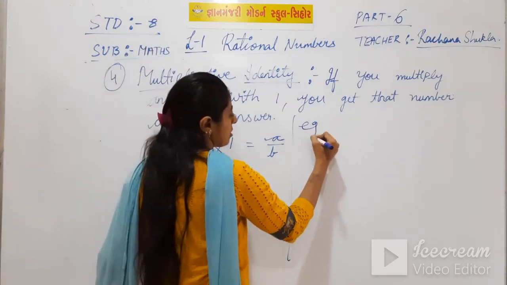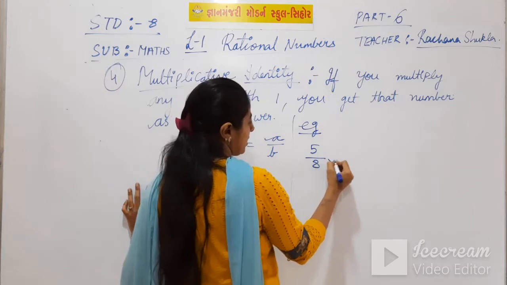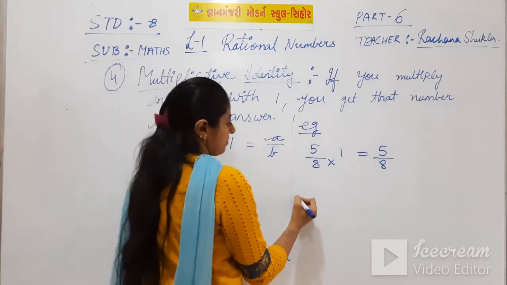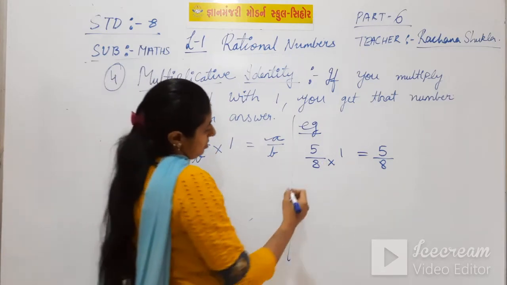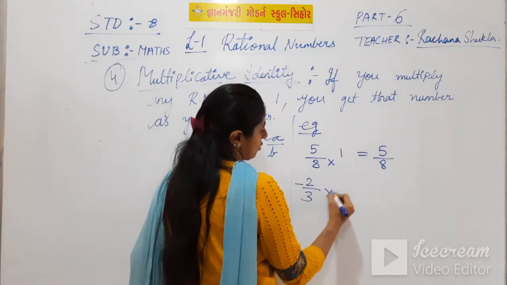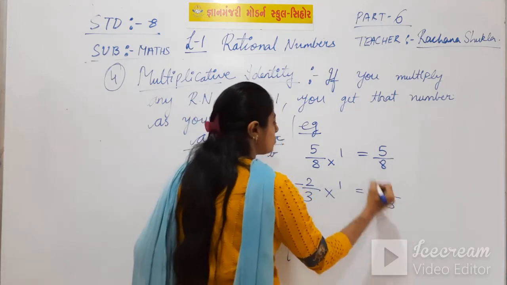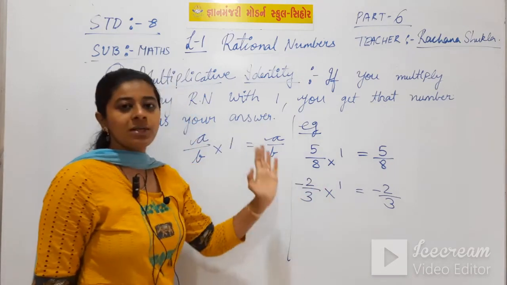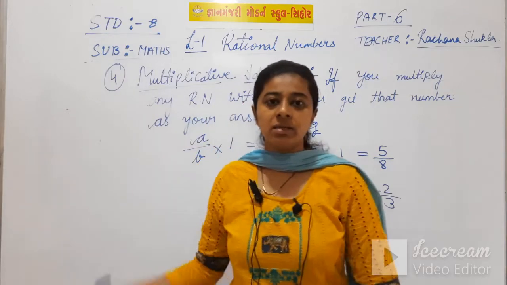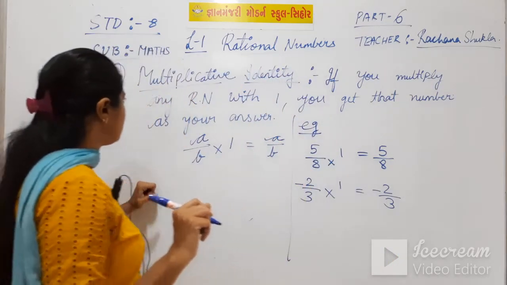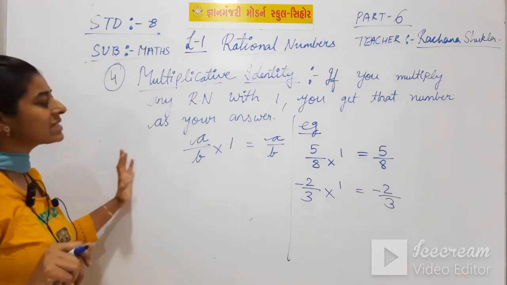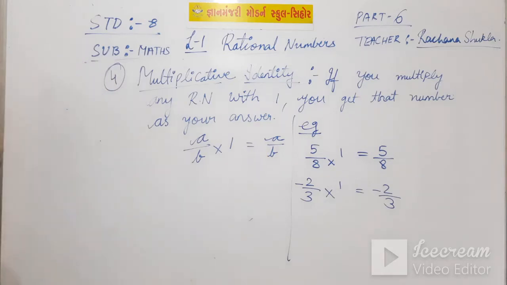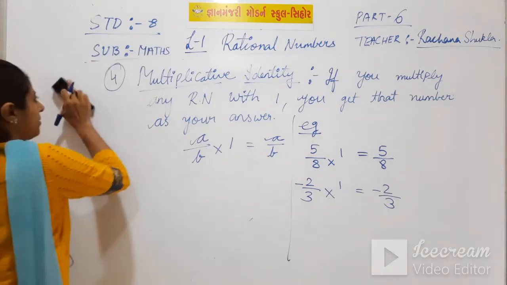Examples: 5 upon 8 into 1 is equal to 5 upon 8. Then we will take one negative number. Minus 2 upon 3 into 1 is equal to minus 2 upon 3. Minus will remain minus, plus will remain plus, but you will get the same number as your answer. This is multiplicative identity. Now the next property, fifth property, multiplicative inverse or the reciprocal.